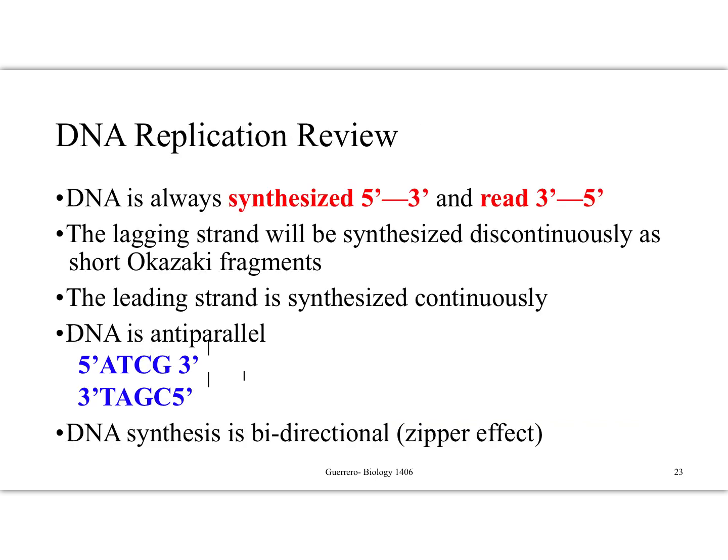Okay, so let's do another quick little review. So DNA is always synthesized 5' to 3', but it's read 3' to 5'. Because of this, one of the strands is going to be a lagging strand, which is going to be synthesized discontinuously into these short fragments that we call Okazaki fragments. The leading strand, however, is synthesized continuously. DNA is anti-parallel, meaning one strand is going to run from 5' to 3', while the other strand is going to run from 3' to 5'. DNA synthesis or replication is bidirectional, based off of the original ORI sites. So it moves in 2 different directions, and this helps the process to be quick and efficient.